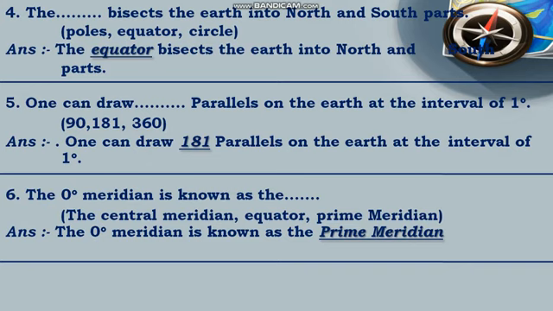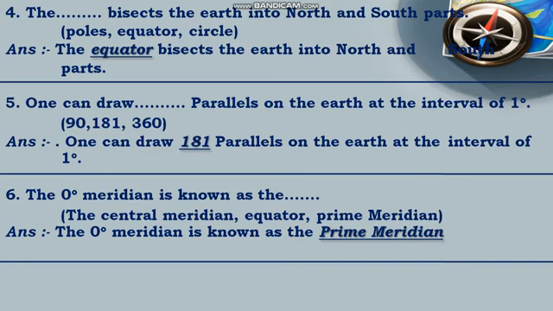Fifth, one can draw dash parallels on the earth at the interval of 1 degree. Options are 90, 181, 360. Answer, one can draw 181 parallels on the earth at the interval of 1 degree.